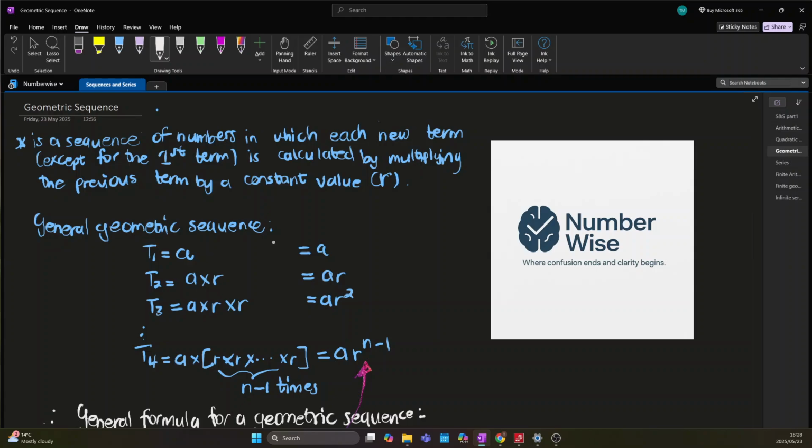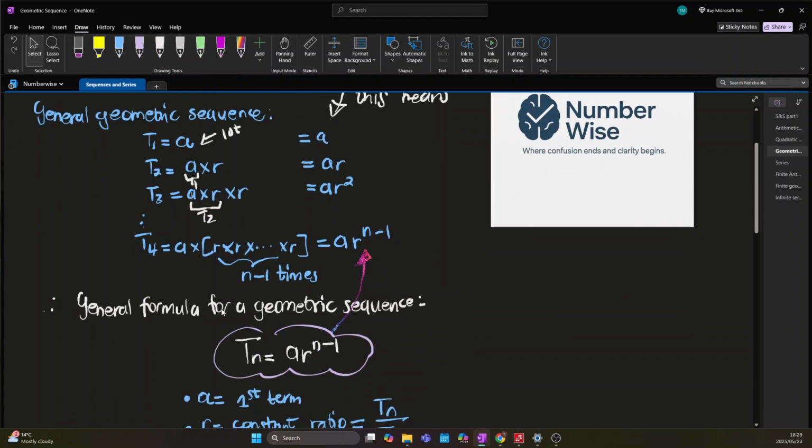So what does this mean? This means that if we have the first term here, in order for us to get the second term, we multiply the first term by r. And in order for us to get the third term, we multiply the second term by r. This is the second term, this is the first term. So I hope this makes sense.